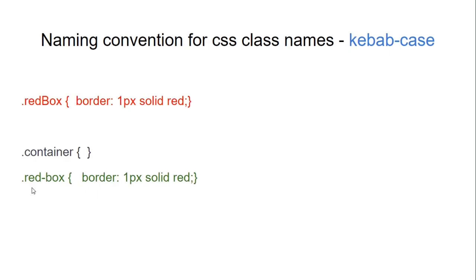Last but not the least, naming convention for CSS class names. We should always use kebab case for CSS class name declaration. We should not use any other type of declaration for CSS class names: camel case, Pascal case, upper snake case, nothing. We should always use kebab case. If the class name is of one word, then we can use it like this. Otherwise, we can use a hyphen between the two words.